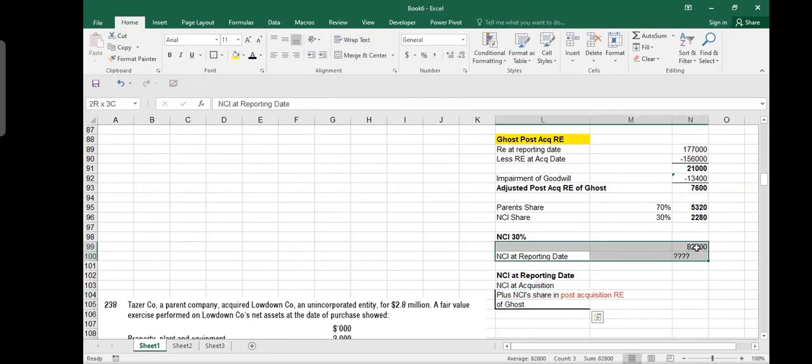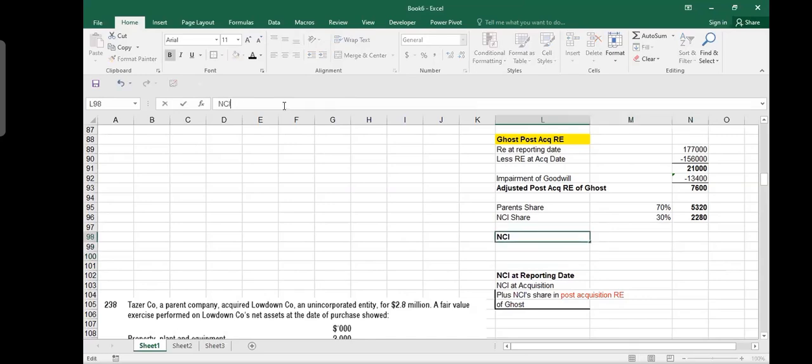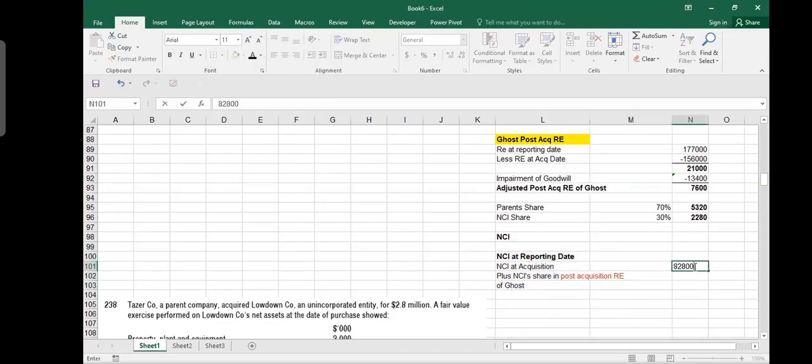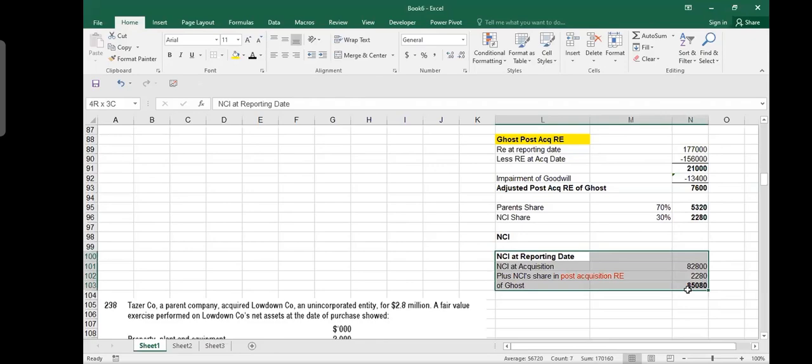So how much is the NCI at the end of the year? The NCI at the end of the year is equal to NCI at the beginning, which means on acquisition, plus the NCI share inside the subsidiary's profit. So this is 82,800, and this 22,800. This will give you NCI, and your NCI at reporting date will be 85,080, whatever it is. So this is your NCI value at the end of the reporting period, if they had asked you. We just created one more scenario. Out of one question, we created another question. It was not given, but we created it ourselves.